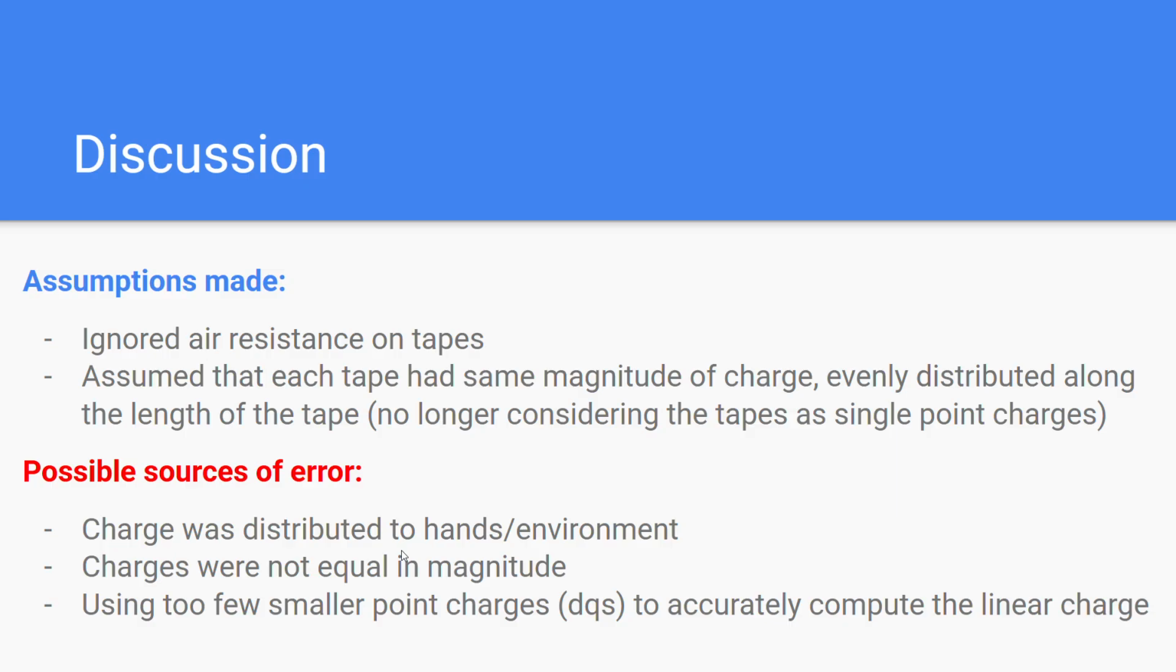So some assumptions made in this experiment were that we ignored air resistance, and we also assumed that each tape had the same magnitude of charge evenly distributed along the length of the tape, no longer considering the tapes as point charges. Possible sources of error in the experiment were the same two factors from experiment 1, that charges distributed to the hands or environment, or charges were not actually equal in magnitude. And then in this experiment, if we had used too few of the smaller point charges, like individual dq steps, we would not have accurately computed the linear charge. More point charge steps is more precise and closer to the model of a linear situation.